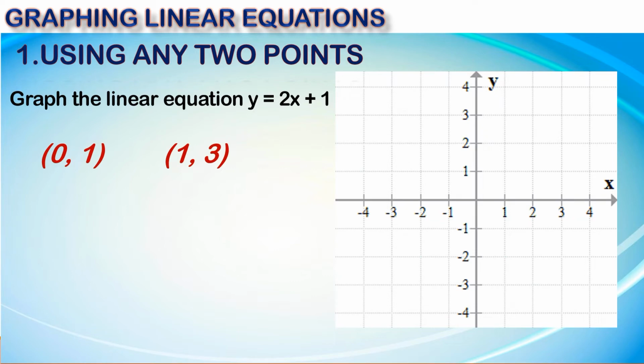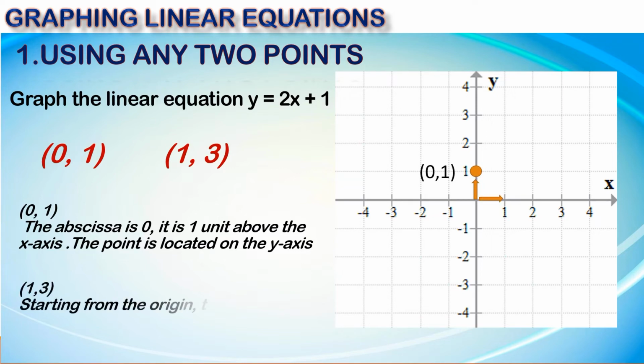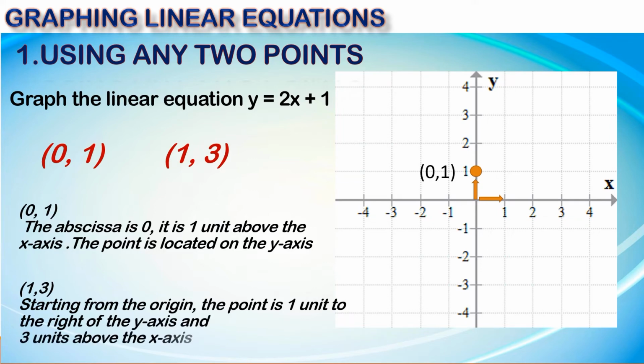So how are we going to plot (0, 1)? In here, since the abscissa is 0, it is 1 unit above the x-axis, so the point is located on the y-axis. For (1, 3), starting from the origin, the point is 1 unit to the right of the y-axis and 3 units above the x-axis, so we have the point (1, 3). And now we're going to connect the 2 points, so we have the straight line, which is now the graph of y equals 2x plus 1.